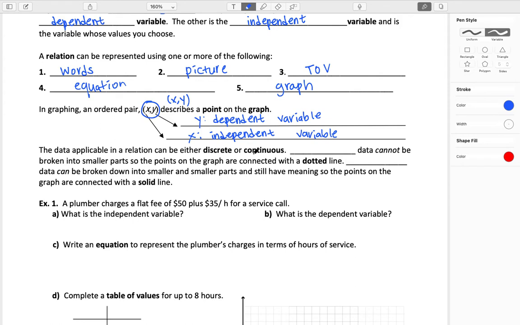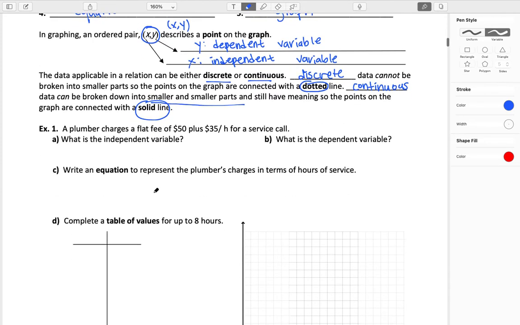Now that we understand what the variables are in terms of using that to graph, let's take a look at the data. The data can be either discrete or continuous. So you will notice that discrete data cannot be broken down into smaller parts. So you will usually draw the graph in a dotted line. On the other hand, if you have a continuous graph, that means that the data can be broken down into smaller parts, and you could draw it in a solid straight line.